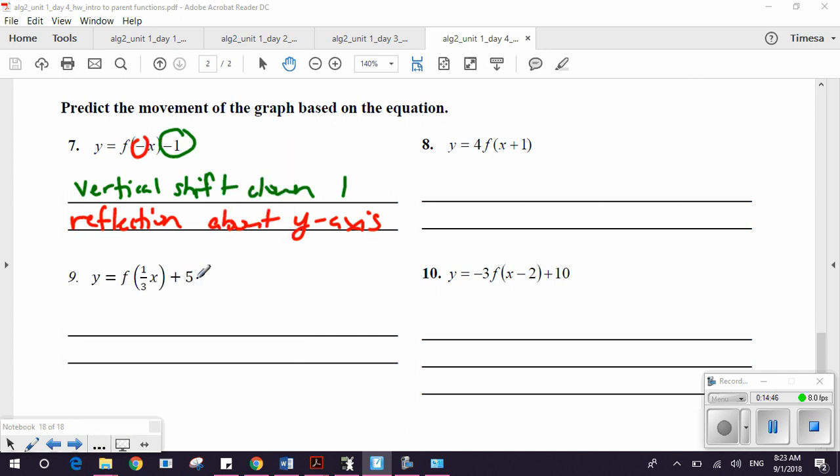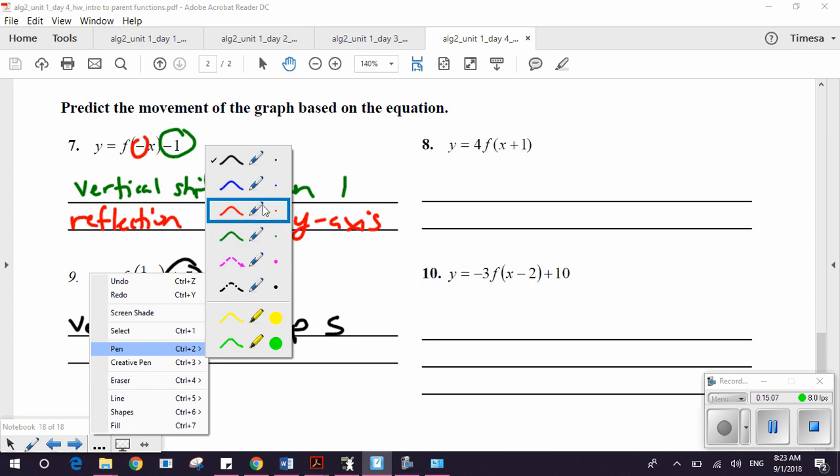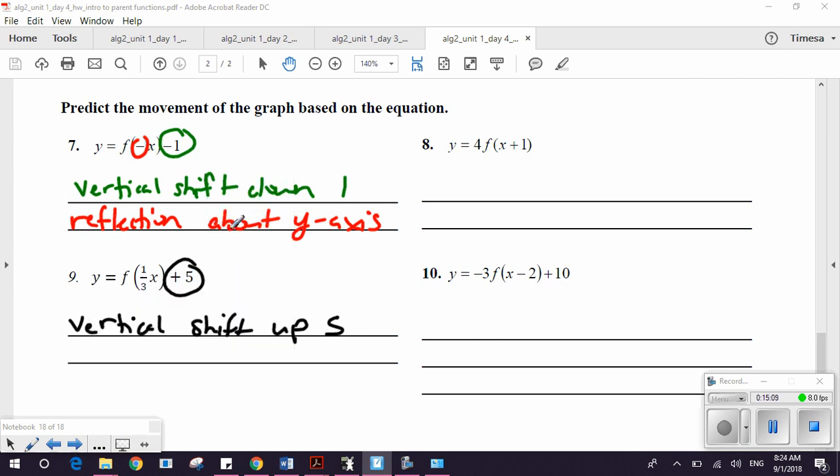All right. When we look at number 9, we have a +5 all the way out here. Again, that +5 is a vertical shift up 5. And then we see a 1/3 inside parentheses. Remember, I told you if it's inside parentheses, it's lying to you. The parentheses are lying to you.